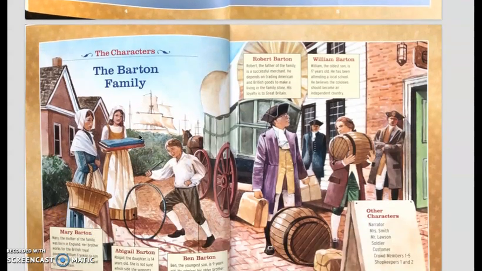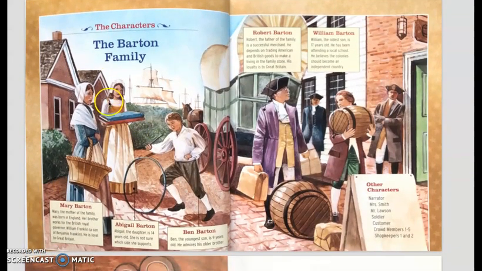The characters. The Barton family. Over here we'll find Mary Barton. Mary, the mother of the family, was born in England. Her brother works for the British royal governor, William Franklin, a son of Benjamin Franklin. He is loyal to Great Britain.